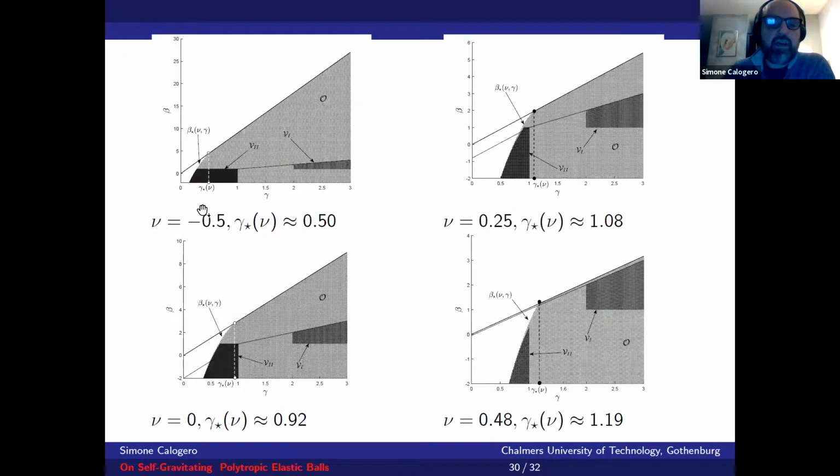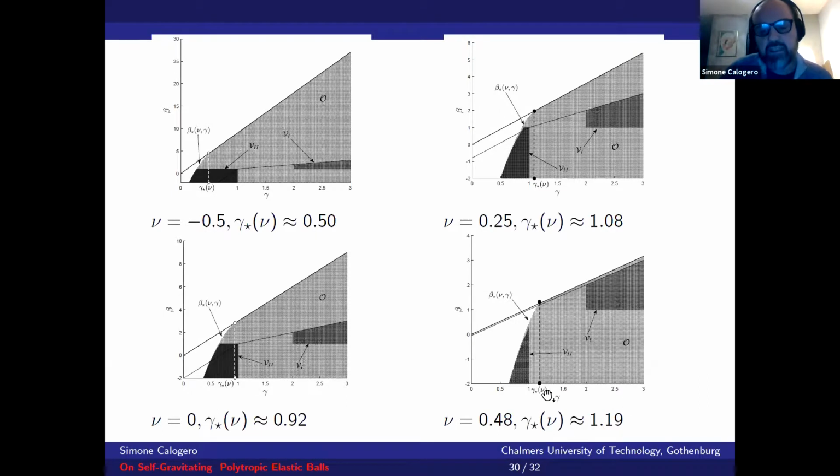And by the way, this darkest region is the one where I can actually prove analytically that these balls exist. So you see that the analytical proof that I have is still very far from the conjecture. Also, you can see that mu is increasing from here to here, and then from here to here, and this gamma star is also increasing. And when we approach the fluid case, where mu here is 0.48 and the fluid case is 0.5, this gamma star seems to converge to the quantity 1.2.